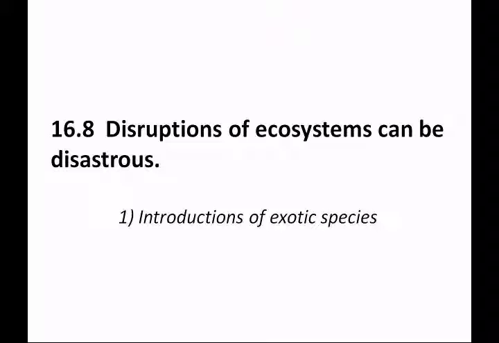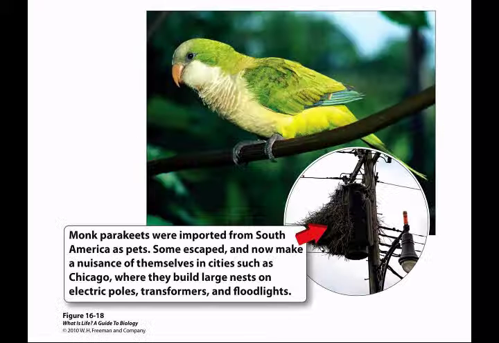Disruptions of ecosystems can be disastrous for many reasons. Sometimes we see that ecosystems are being polluted with what's called an invasion of exotic species. So the invasion of species that are not native to that area. The monk parakeet was something that was imported from South America as a pet. Now in Chicago, people were releasing those parakeets and saying, oh, wouldn't it be great if my parakeet could fly around in my backyard? Well, they released them, or they got out from pet stores. And now in Chicago, these monk parakeets are so disastrous to the area that they're building these giant nests, and there's now a breeding population of monk parakeets.